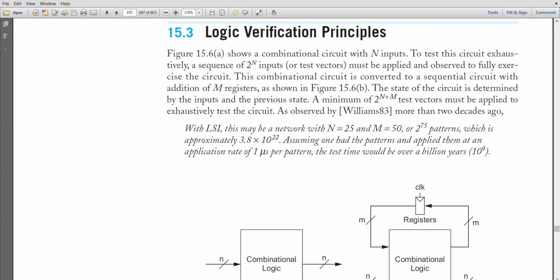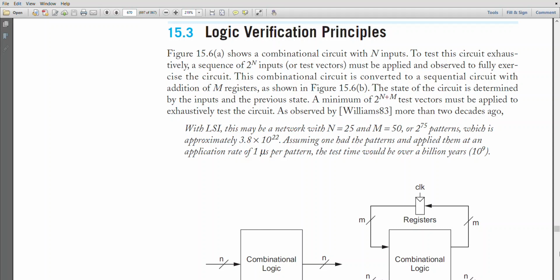In the last lecture, we discussed the fundamentals of logic verification and how verification is different from testing. You can see the basics there in the previous lecture. Today, we are going to discuss some other principles behind the verification process: logic verification principles and silicon debug principles. Okay, so this figure 15.6 shows a combinational circuit.